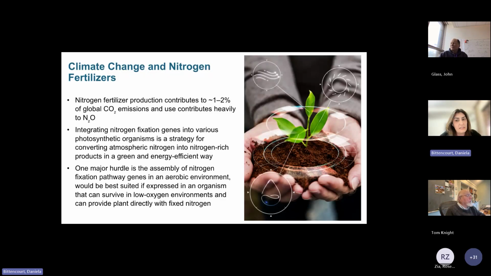So a promising alternative is engineering photosynthetic organisms with nitrogen fixation genes. But unfortunately, this remains really challenging because nitrogenase is extremely oxygen sensitive. So that is why we are considering engineering a specific host that can thrive in low oxygen environments and deliver fixed nitrogen directly to plants.